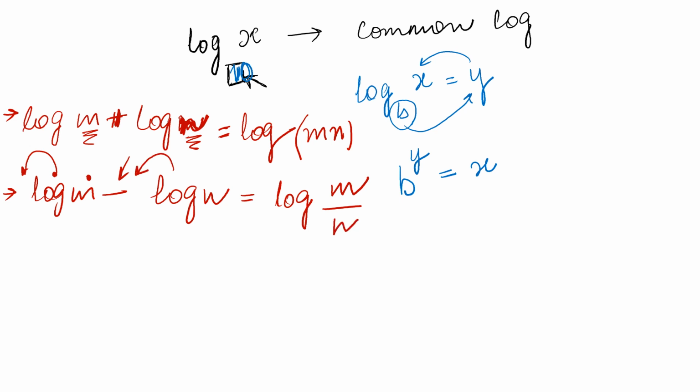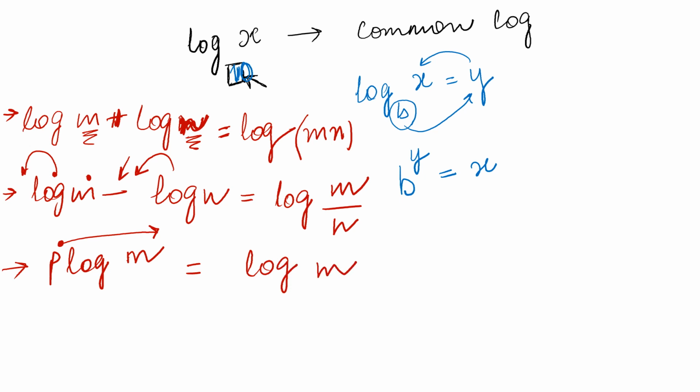Now the last property. Remember that if you have p log of m written, in order to express it, the term which is written before the log will be shifted as the power of the term which is written after the log. It means you have to write the log and write the m as it is, and write p as a power of m.